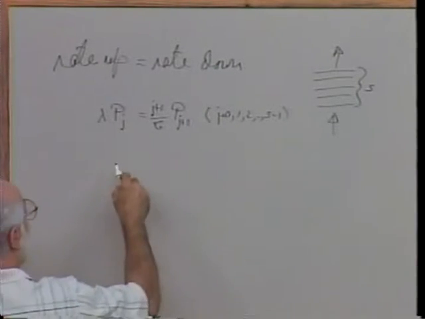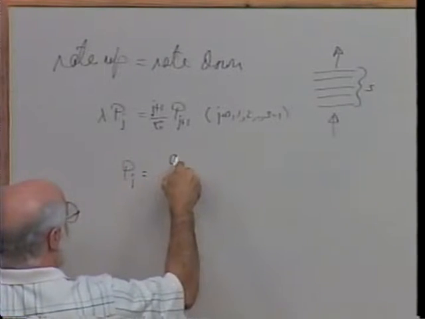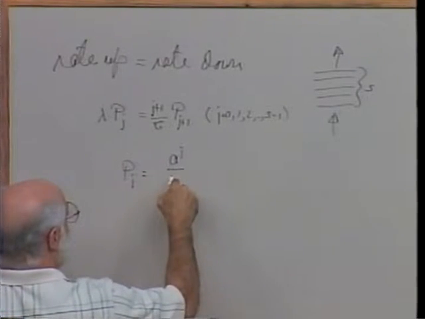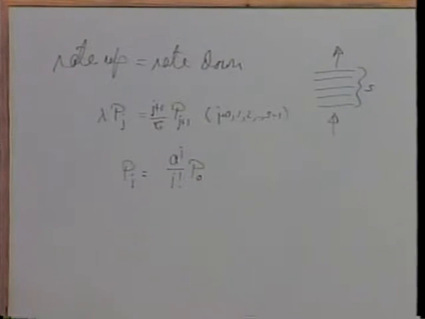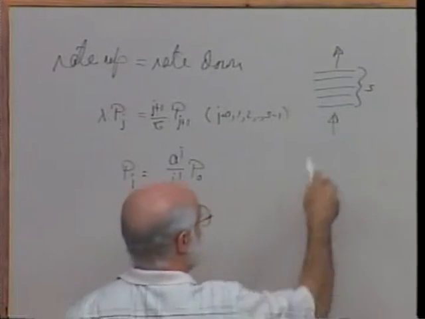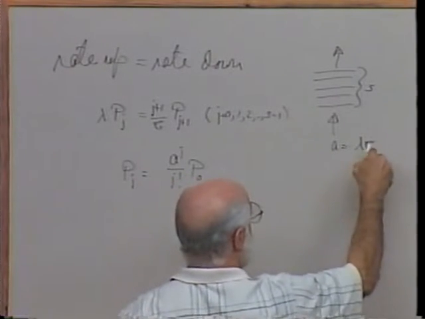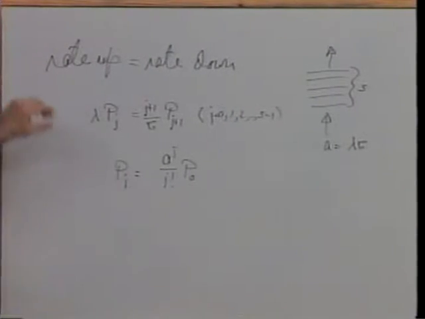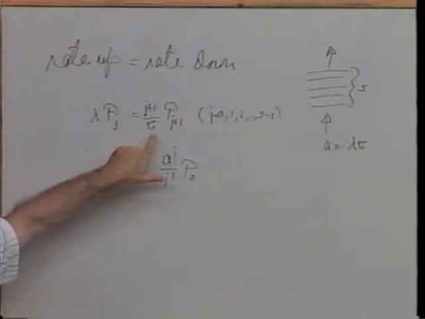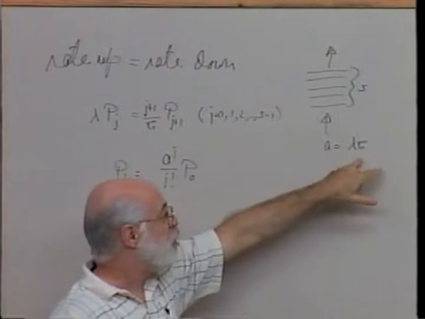The solution is pj is equal to a to the j over j factorial p0, where a is equal to the product of the arrival rate and the average service time. So that's just the definition of a. And it turned out that way because when you solve these equations, the lambda and the tau always appear together as a constant. So you simply name that product a.